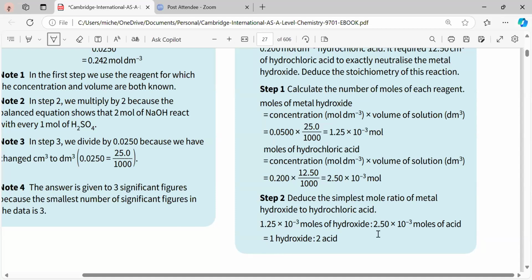I'm not sure how you say the ratio 1 to 2 in English. In Indonesian you can say satu banding dua. I think it's just the same. So this is the ratio. I kind of forgot how to say it in English. So one hydroxide, two acid. So this is the comparison. Yes, 1 to 2.